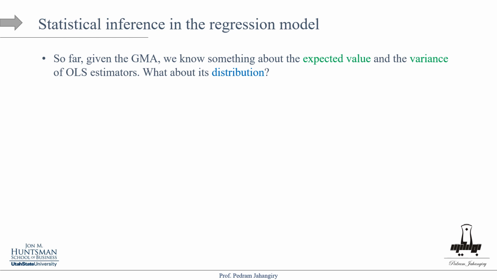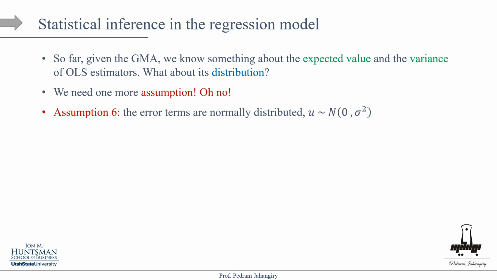But what about the distribution? Why do we need the distribution? So far, we don't know anything. So it means that we need to make one more assumption, right? Yeah, that's our assumption number 6, and that's a super strong one. So the bad news is that it's very strong. It's most probably not holding in the real world.